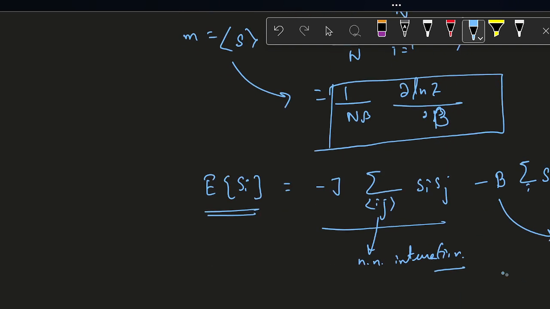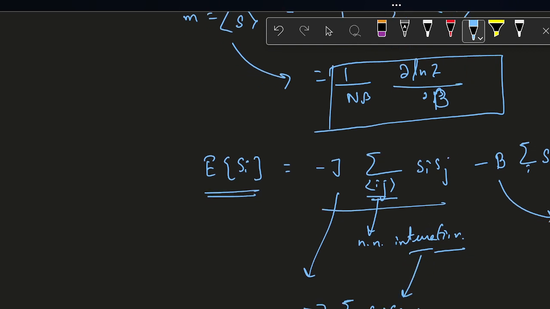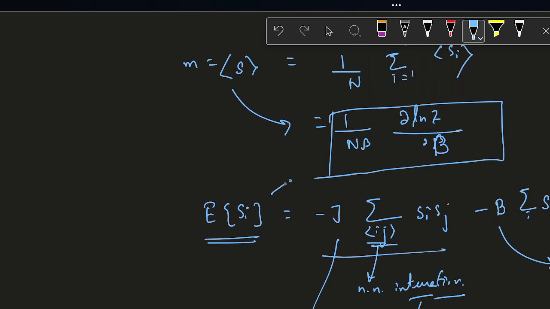Rest of all, if you compare, this is the same as our original expression of H, because this is nothing but the sum over i, s_i s_{i+1}, because I told you that this sign means that you are taking only nearest neighbor interaction, which is the same as this. So based on this generic expression of the Hamiltonian, the average magnetization formula goes like this: 1 by N beta del ln Z del B. So we have taken the derivative of ln Z with respect to the field B.